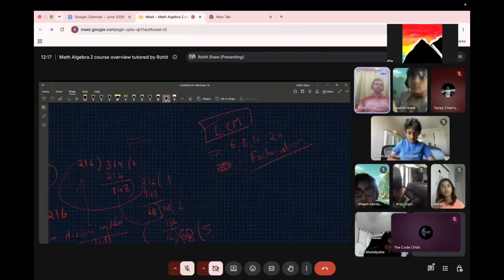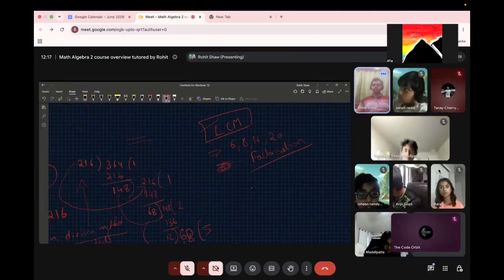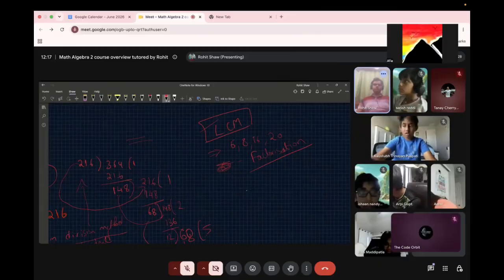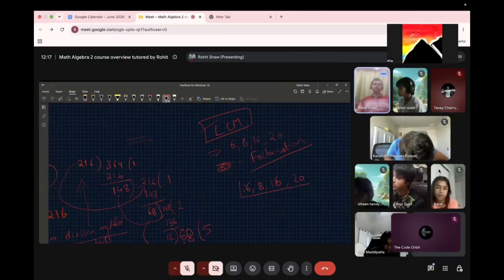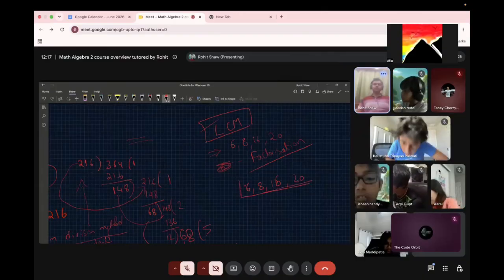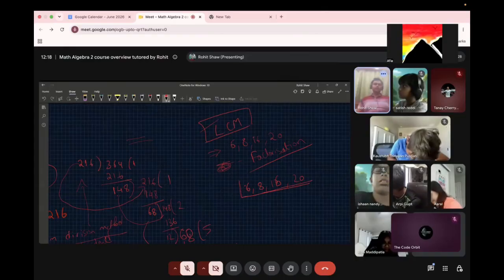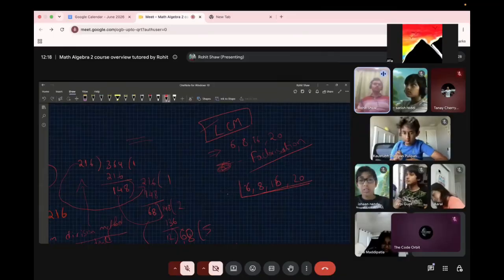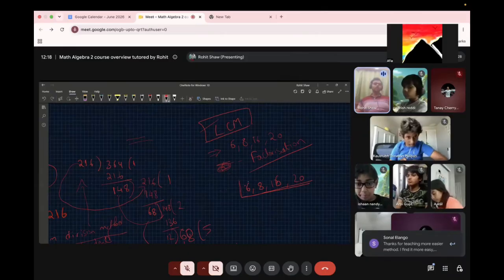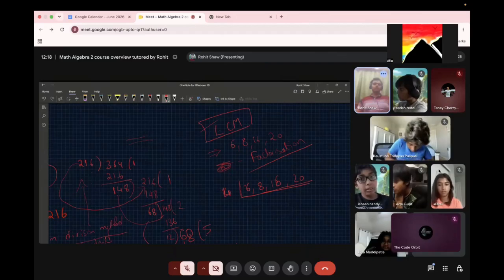See how I am factorizing it. 6, 8, 16, 20. I'll draw an L over it. I'll find a number which divides most of these numbers, and those numbers which are not divided, I'll just put over here. So I'll take 4.